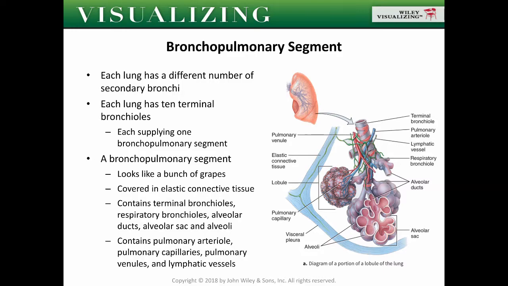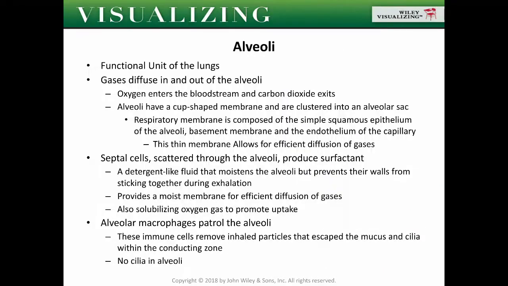So let's look at the bronchopulmonary segment. This is the terminal bronchiole. Each lung has a different number of secondary bronchi. The lung has 10 terminal bronchioles, each supplying one bronchopulmonary segment. They look like a bunch of grapes if you look at it from the outside. They are covered in elastic connective tissue, and they contain the terminal bronchioles, the respiratory bronchioles, alveolar ducts, alveolar sac, and the alveoli. So this is your bronchopulmonary segment.